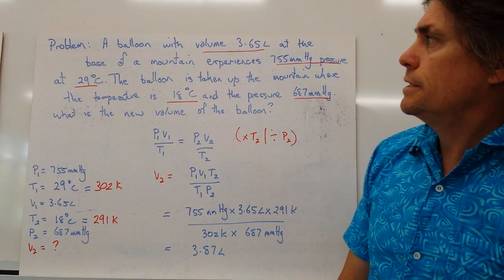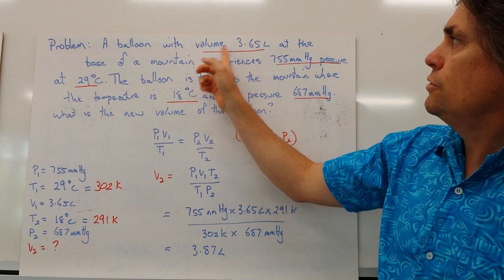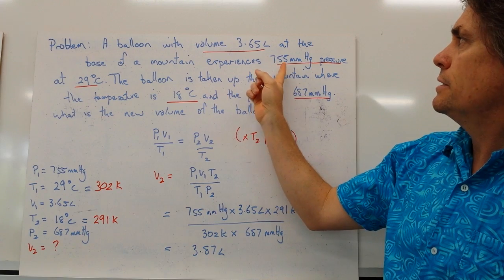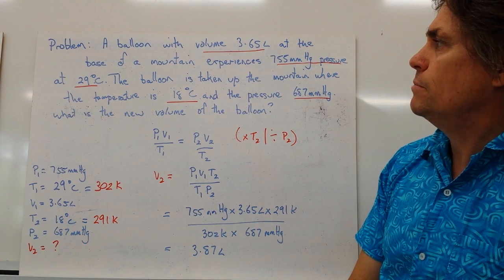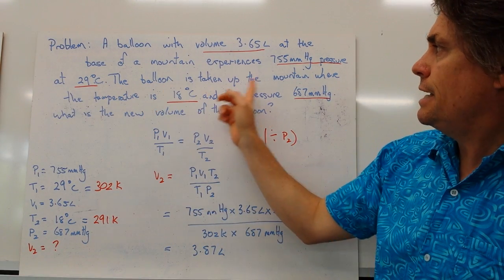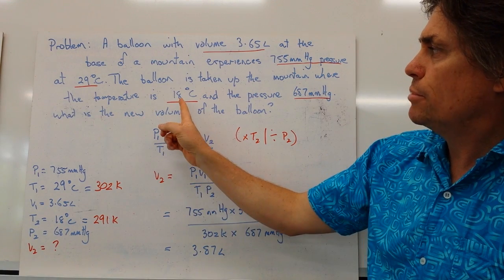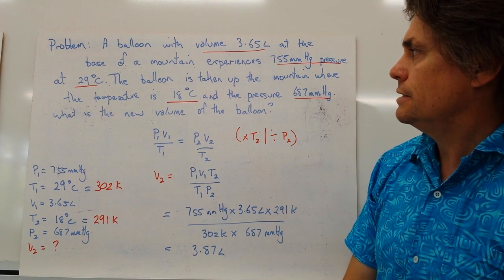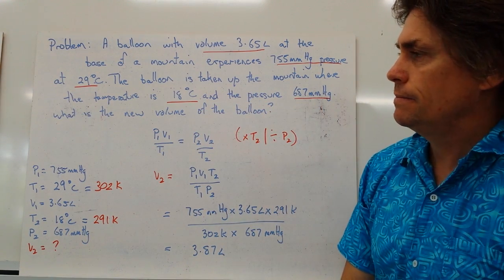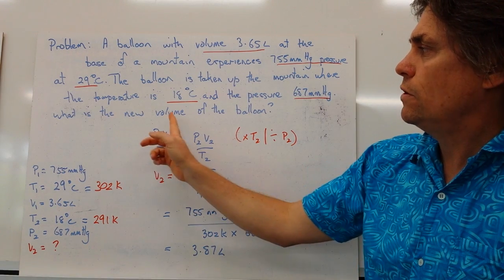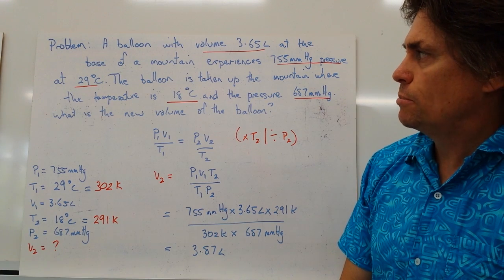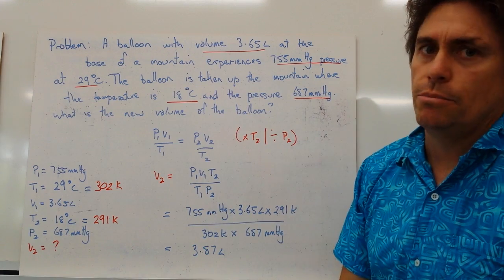Let's say we have a problem such as this one. We have a balloon with an initial volume of 3.65 litres, sitting at the base of a mountain, and it experiences a pressure of 755 millimeters of mercury at 29 degrees Celsius. The balloon is taken up the mountain where the final temperature at the top is 18 degrees Celsius, and the balloon experiences a pressure of 687 millimeters of mercury. We want to know what the new volume of this balloon would be once we've taken it up that mountain.